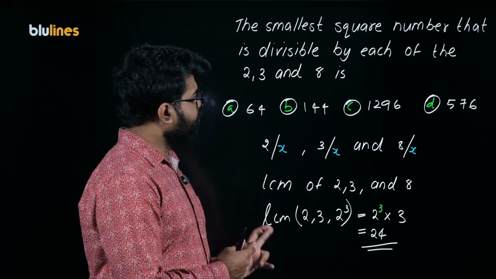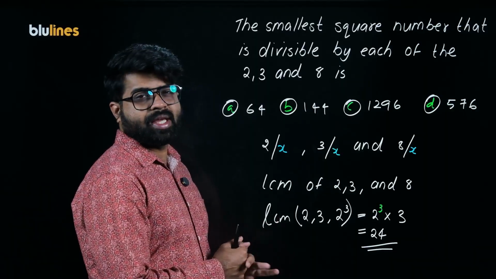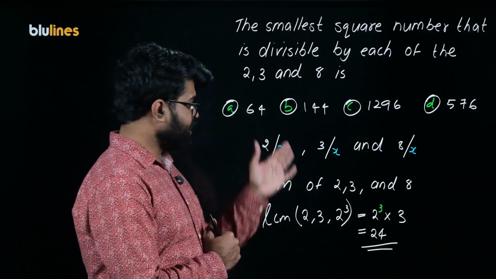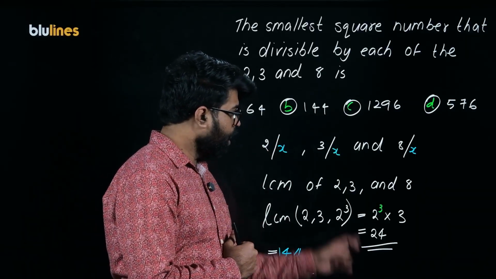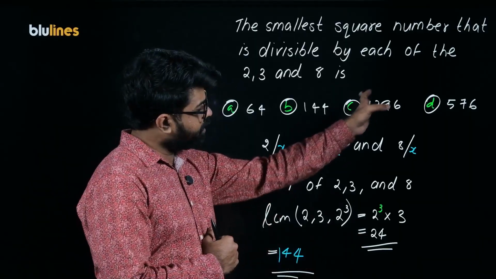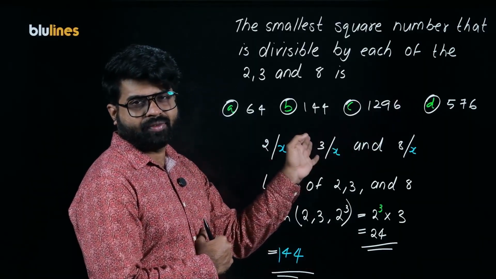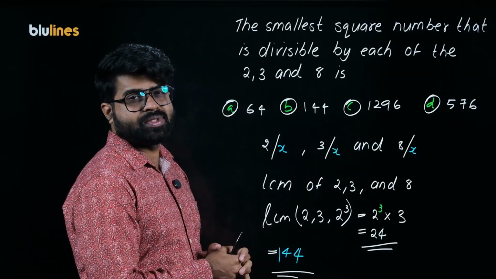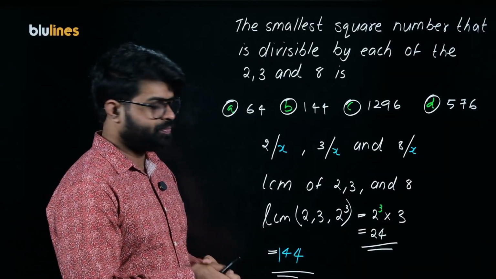Now among them, find the smallest number that is divisible by 24. Of course, we know 64 is not divisible by 24. We can check 144. Of course, 144 is divisible by 24, and the rest of the numbers are all higher than 144. So we can say that 144 is the least number which is divisible by 2, 3 and 8.